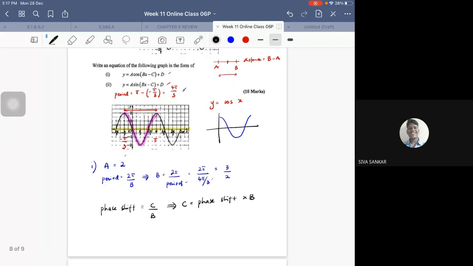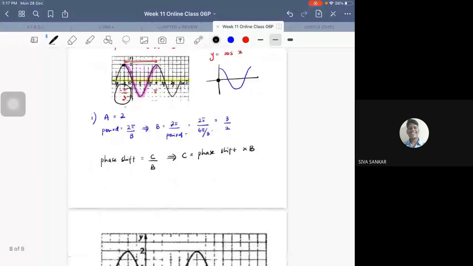Okay, kalau ikut graf asal, kalau graf ni tak berubah, dia akan start dekat X sama dengan 0. Tapi graf kita ni dia tak start dekat X sama 0, dia start kat sini. Dia start dekat X sama dengan pi per 3. Maknanya dia translate sebanyak berapa unit? So phase shift kita ni dia translate sebanyak pi per 3 unit. Okay, sebab tu kita ada kat sini. Ini adalah sama dengan pi per 3 darab dengan B. So B nilai dia adalah 3 per 2. So dia akan dapat nilai dia berapa? So pi per 2 lah. So tu adalah kita punya nilai C.